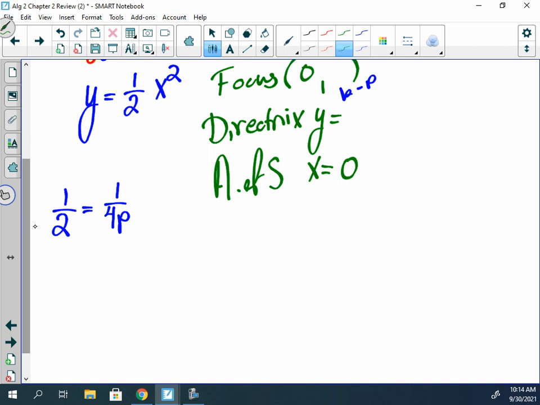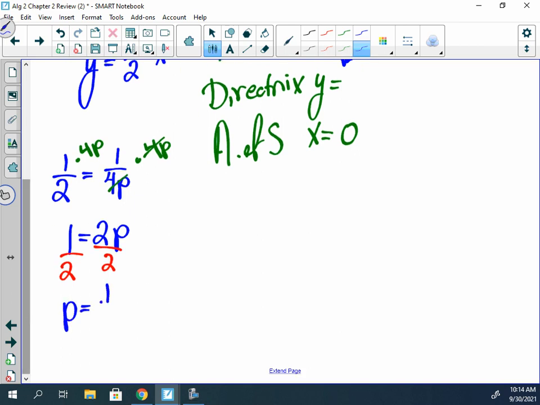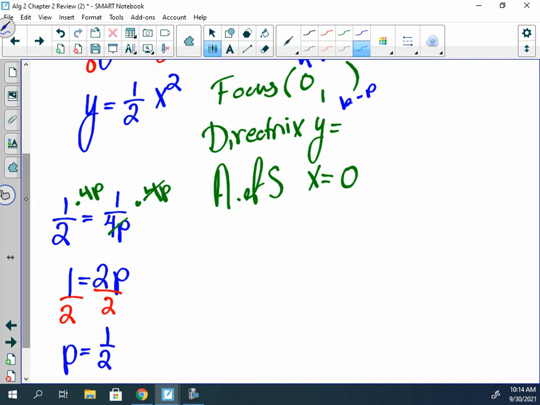Well, the first thing we can do is multiply both sides by 4p. Well, 4p and 4p simplify, which gives us 1 is equal to, well, what is 4 times 1/2? So we have 2p. And last but not least, we would divide by 2, which tells me p is equal to 1/2. So coincidentally, p is 1/2, because 4 times 1/2 is just a 2. So we have 1 over 2 when we plug it back in.